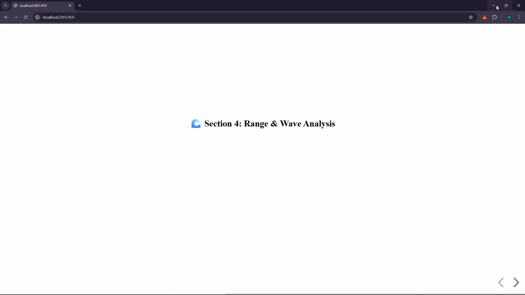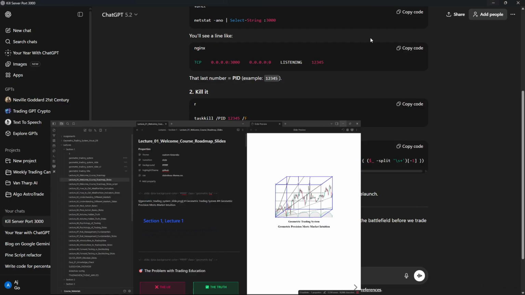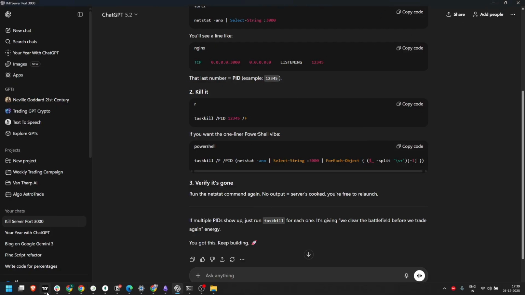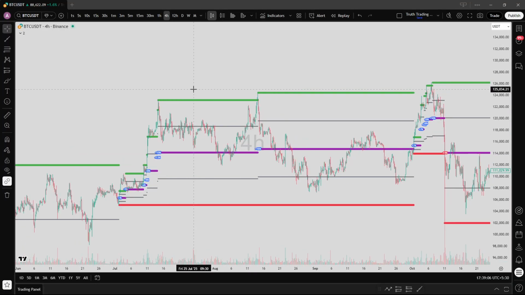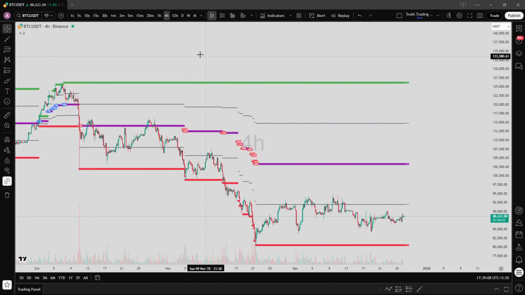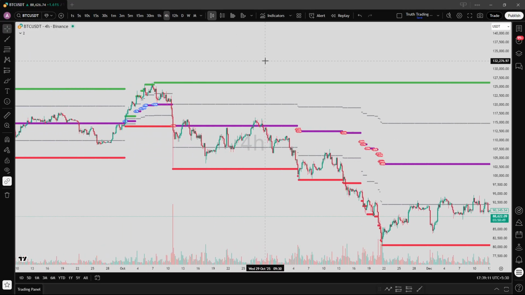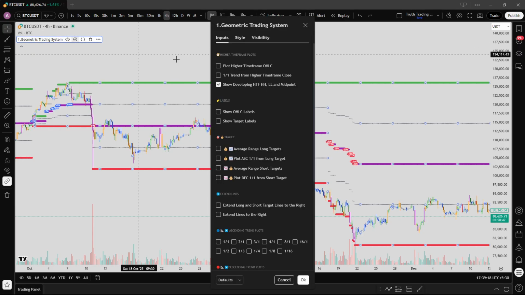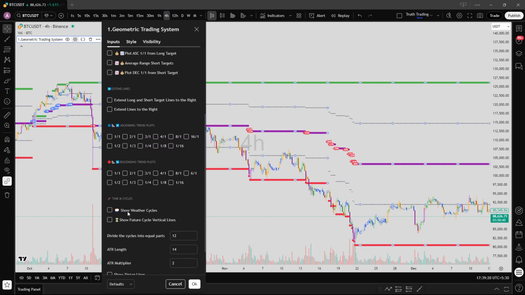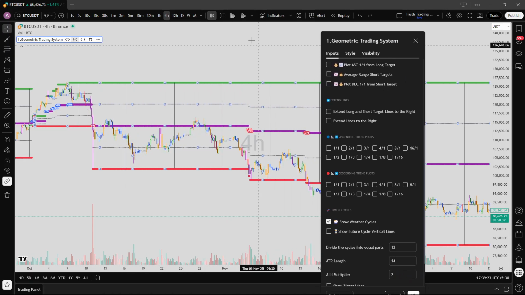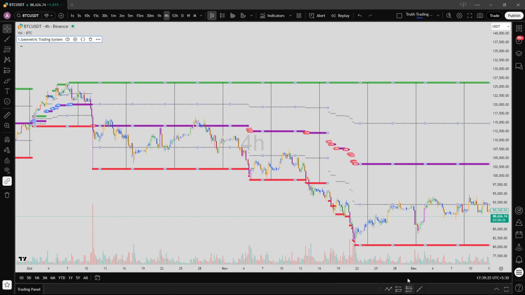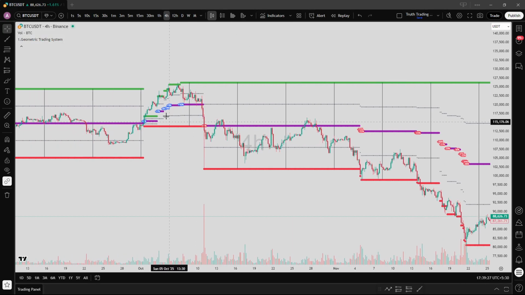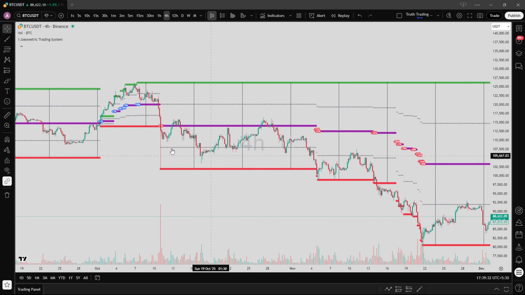Let me add the cycle. So what do I mean by the cycle? Let me just show you very quickly. If I add it here, you see the cycles, it's going to add these vertical lines, okay? And those vertical lines are your cycles: cycle 1, cycle 2, cycle 3, cycle 4, cycle 5, and so on, right?